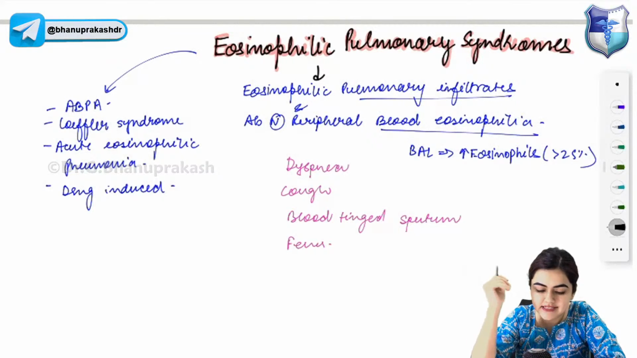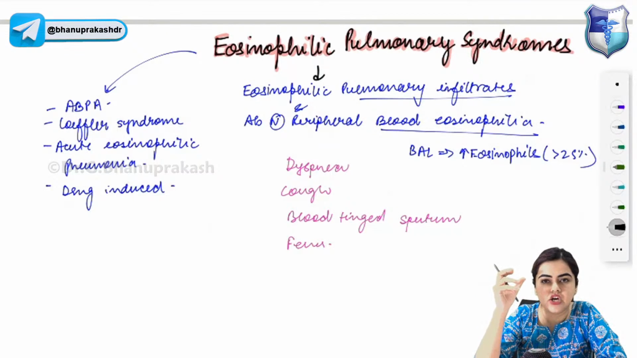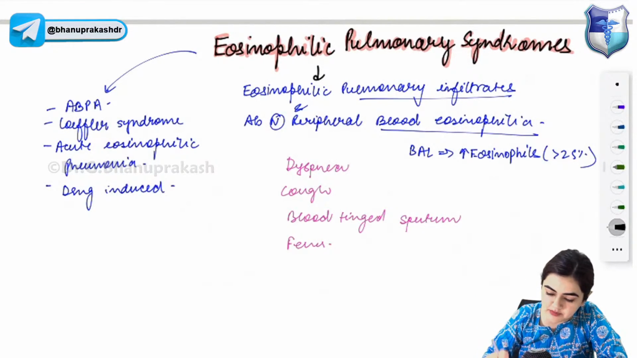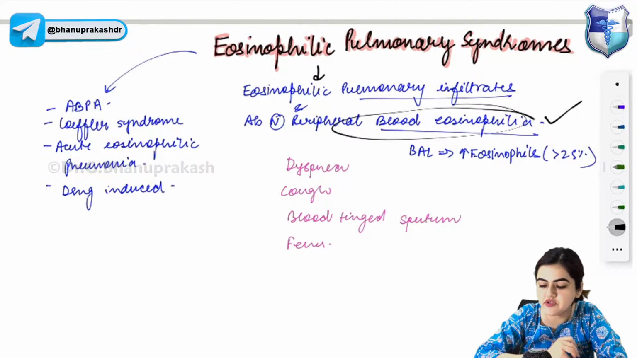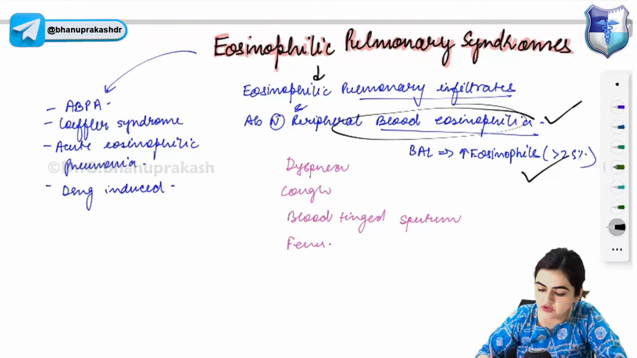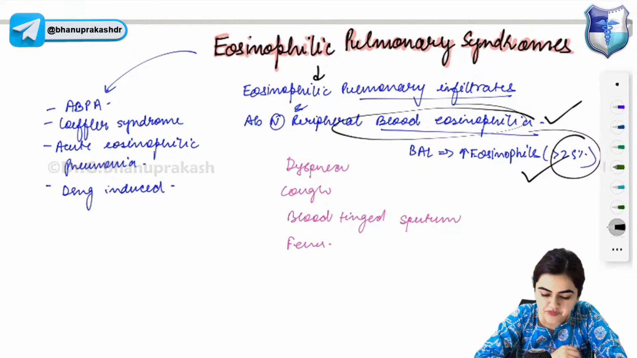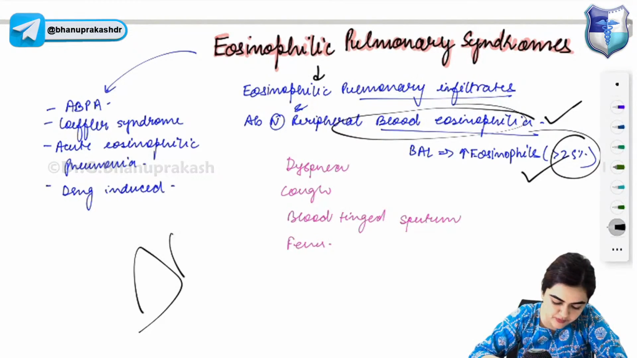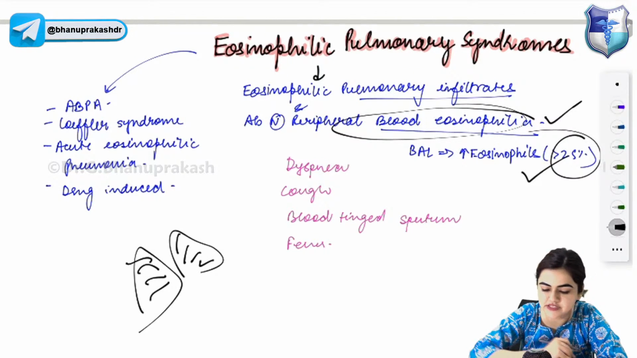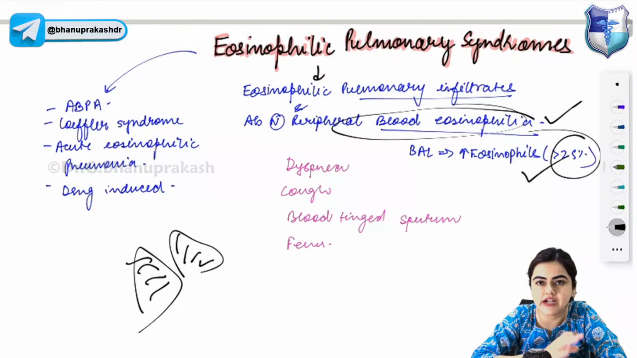Okay, now eosinophilic pulmonary syndromes. Eosinophilic pulmonary syndrome is a group of disorders where you will get abnormal peripheral blood eosinophilia. Eosinophils will be increased in the peripheral blood, and when you perform bronchoalveolar lavage, eosinophils will be more than 25%. You will see a lot of pulmonary infiltrates, and these pulmonary infiltrates are eosinophilic. A lot of eosinophils get deposited in the lungs and blood. You will find more than 25% eosinophils in bronchoalveolar lavage also.